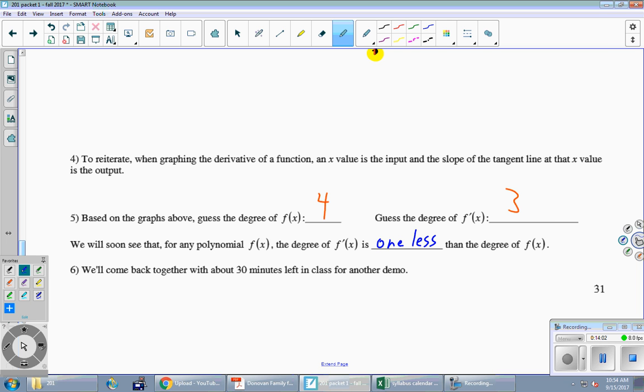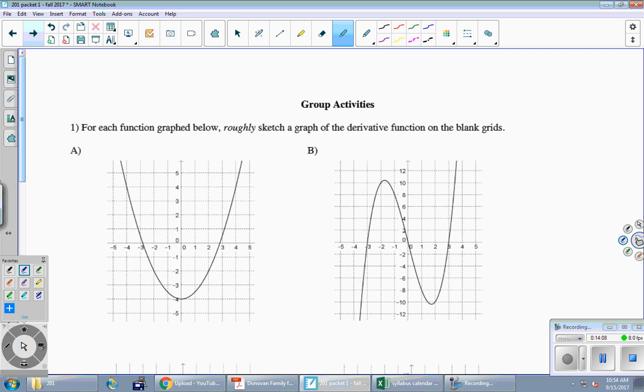Okay, we're going to do things a tiny bit different today. We're going to do 2 demos and 2 activities. So you're going to start with this activity here. And with about 30 minutes left in class, I'm going to call you back together and we'll do another demo and then another activity, okay? Go quick with your tangent line, your derivative graphs. Very rough estimates. Don't get hung up on these first 2 problems.